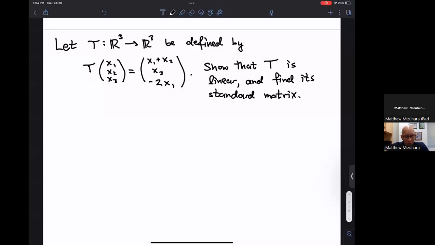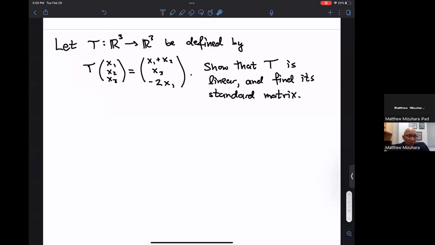Hey folks, so this is an example that encompasses techniques from both section 1.8 and 1.9. So a nice review of all this linear transformation content. It says, let T be a function from R3 to R3, defined by the following definition. So you can see I input a vector of length 3, and I get back out some other vector of length 3. And our goal is to show that T is linear, and we want to find the standard matrix.